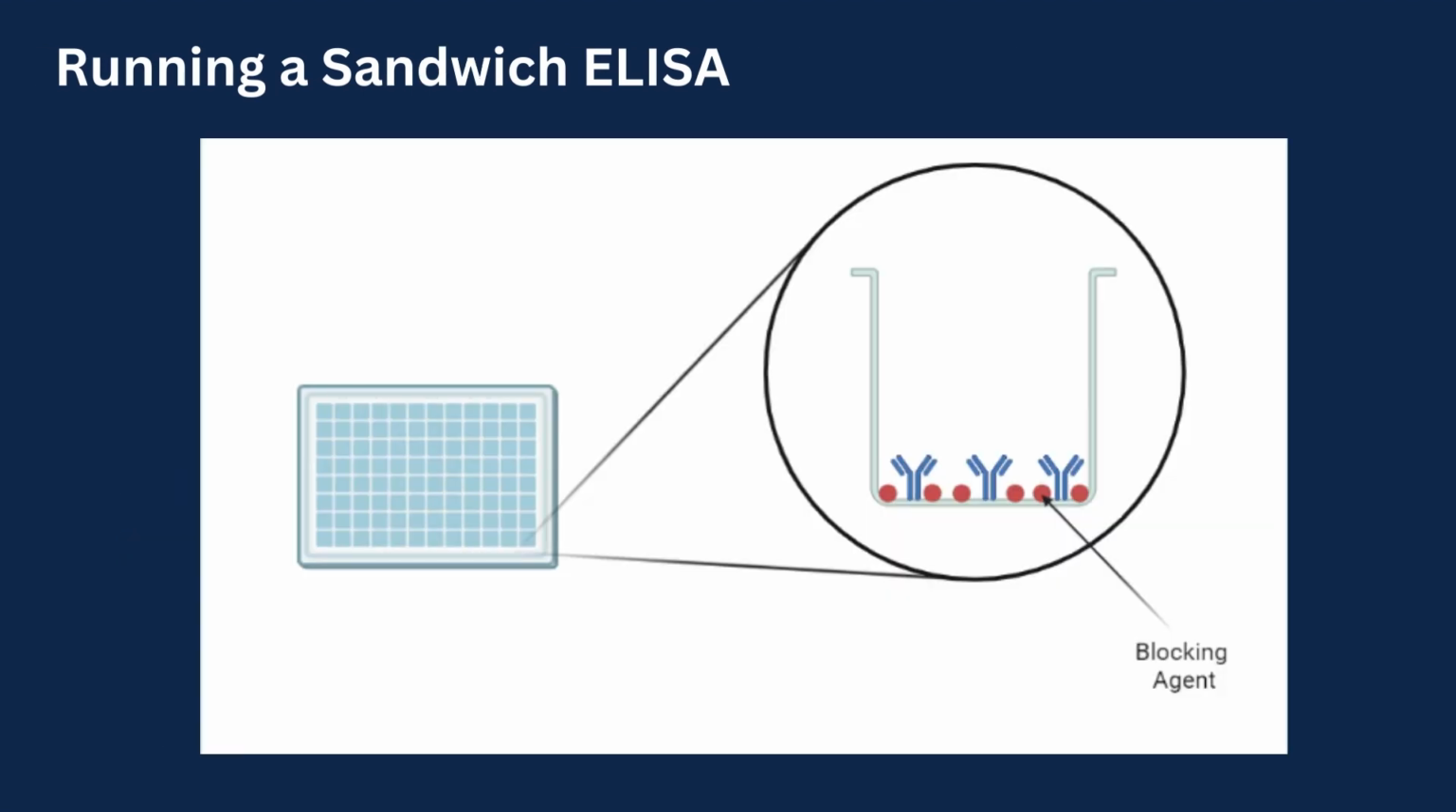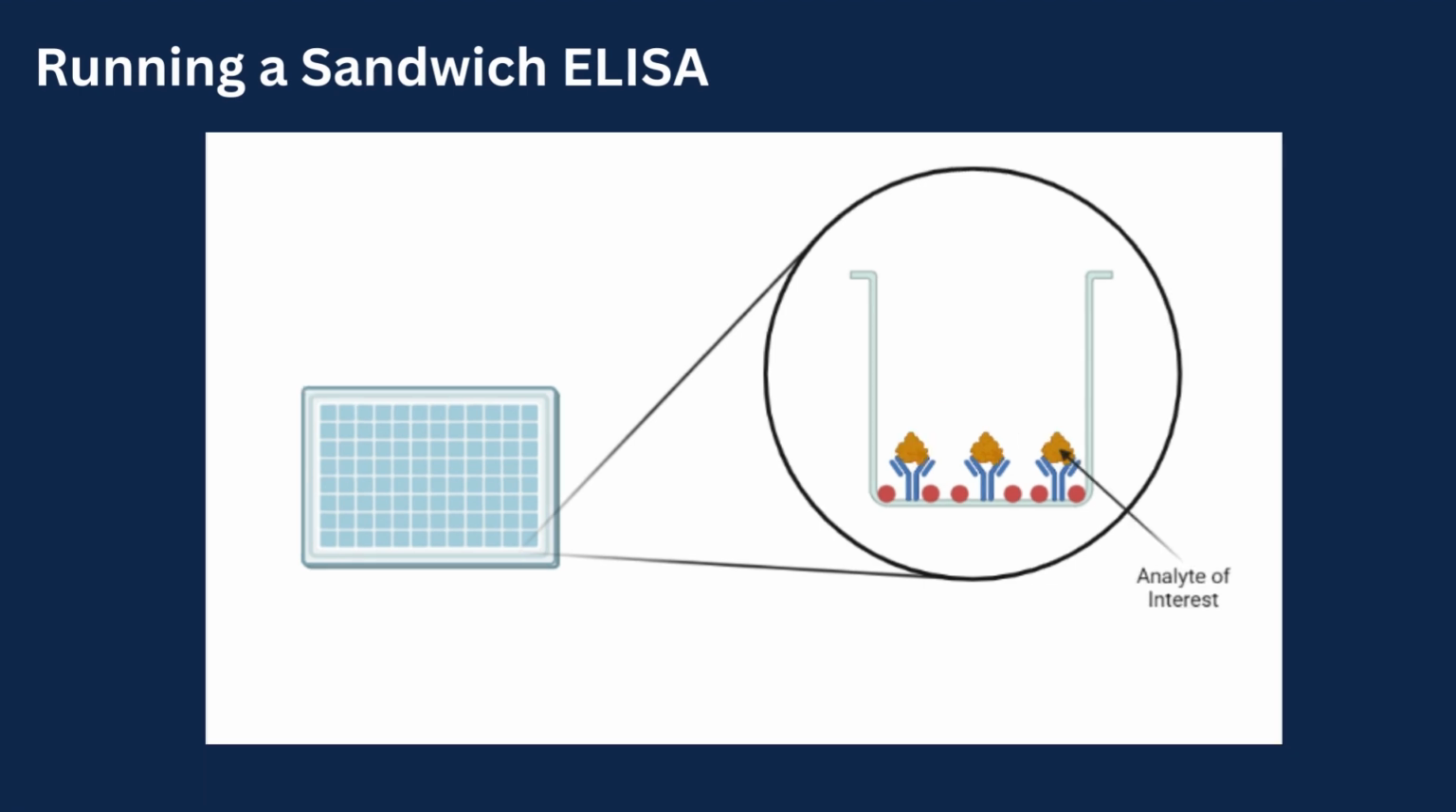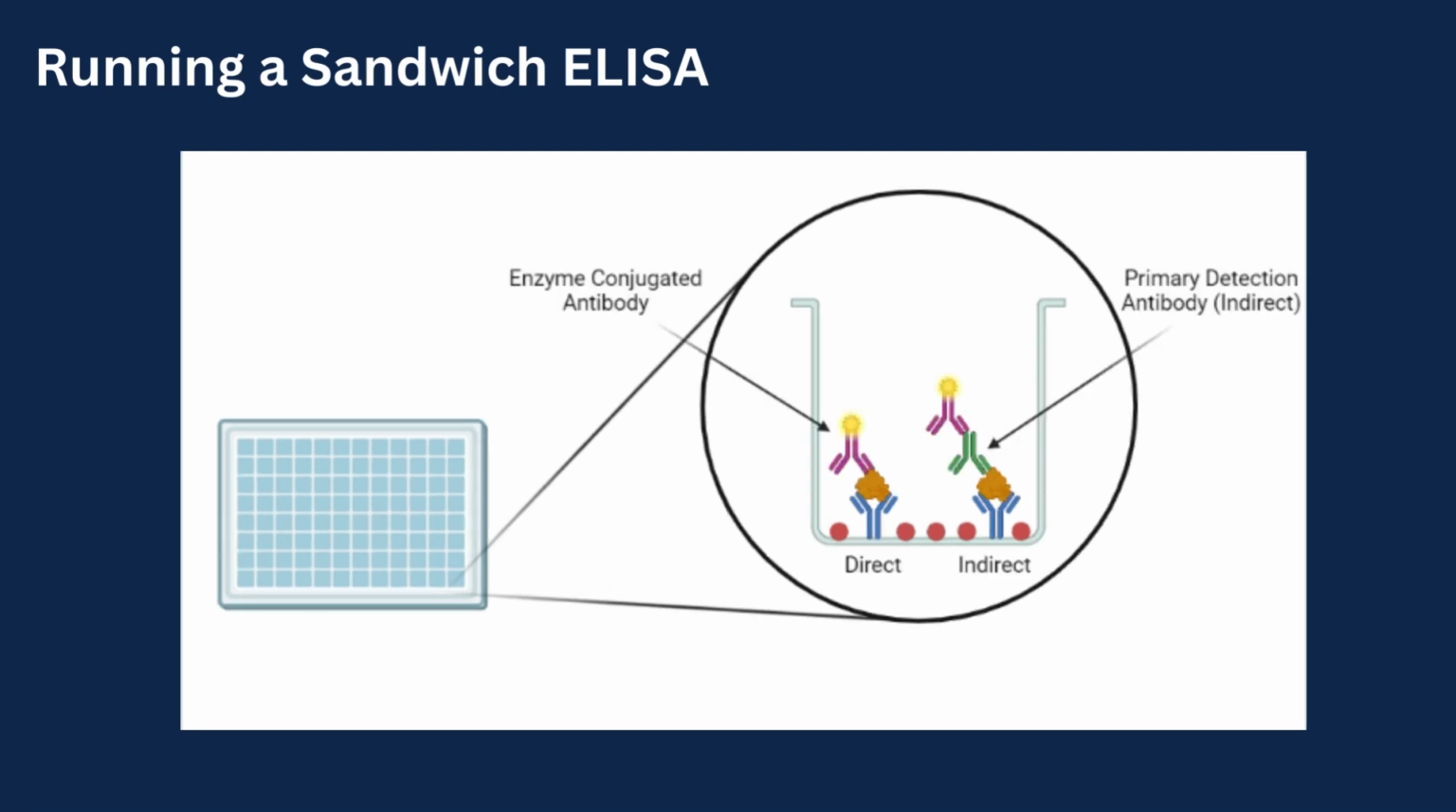Prior to addition of the sample, we perform a blocking step. The blocking buffer binds to all epitopes within the well besides the epitope of interest. This prevents nonspecific binding of the antigen or detection antibodies. Next, the sample is added to the wells and incubated to promote binding of the antigen to the capture antibody. The plate is then washed to remove any excess and unbound protein. Following washing, the only thing that should remain in the plate is the protein of interest bound to the capture antibody. Now it's time for detection.